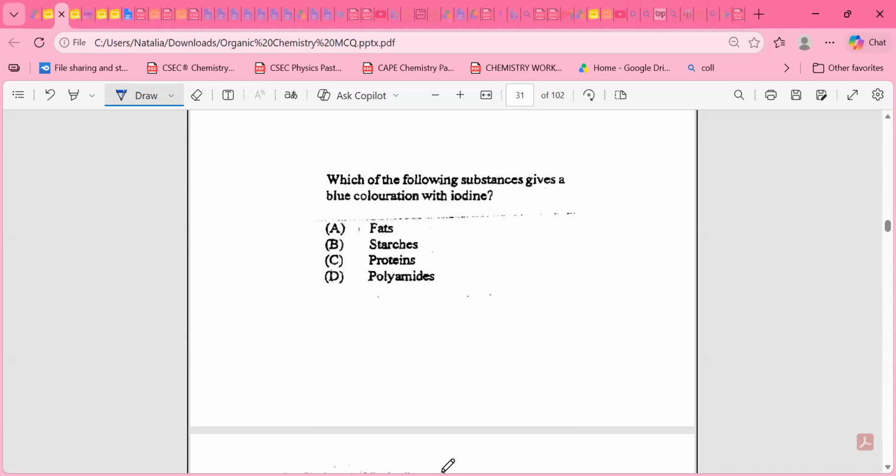Which of the following substances gives a blue coloration with iodine? That's a starch test.